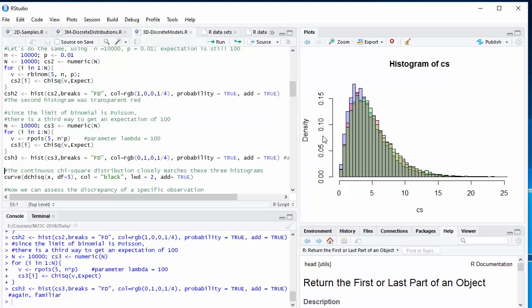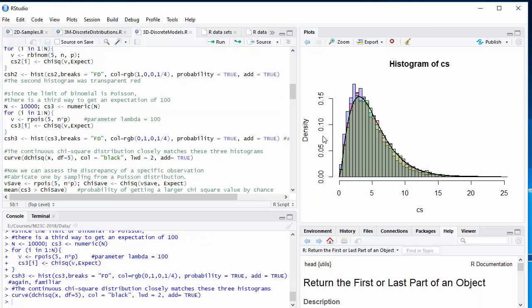And for reasons that will become apparent in another 2 or 3 weeks, there is a continuous probability distribution called the chi-squared distribution that matches up beautifully with these histograms. For those of you who've heard of the normal distribution, the way I make this chi-squared distribution is I generate 5 samples from a normal distribution and then sum up their squares.